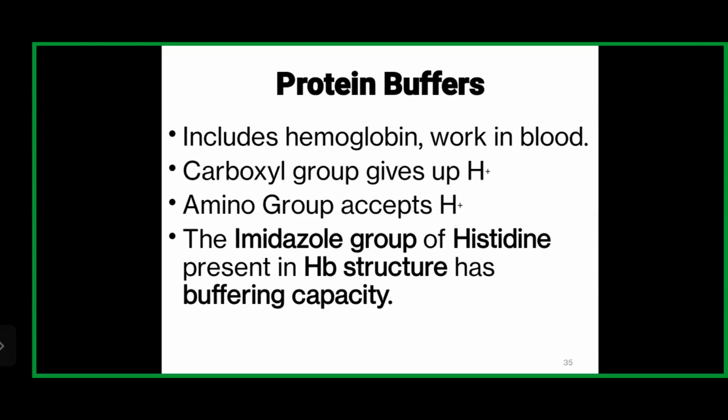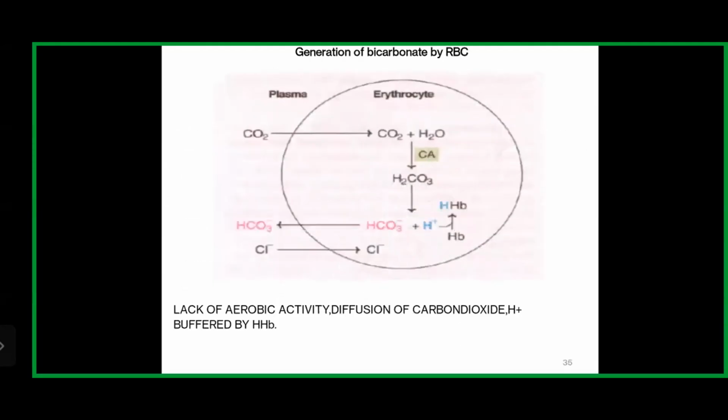Now, coming to the protein buffers, which include hemoglobin. The carboxyl group gives the H plus, and the amino group accepts the H plus. The imidazole group of histidine present in the hemoglobin structure has buffering capacity. Here we can see that in an anaerobic environment, CO2 is produced, and it enters the RBCs and combines with water to form H2CO3. This H2CO3 then dissociates into HCO3 minus and H plus. This H plus is taken up by the hemoglobin, and thus the pH of the system is not altered.